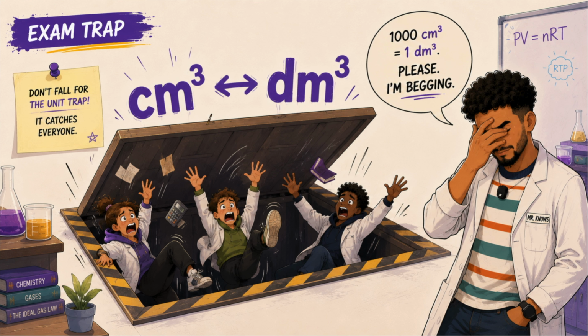One of the easiest ways to lose marks is mixing up cubic centimeters and cubic decimeters. 1000 cubic centimeters equals 1 cubic decimeter. Check the units before putting your answer down. Students lose marks here every year.